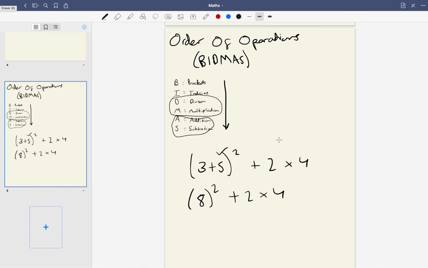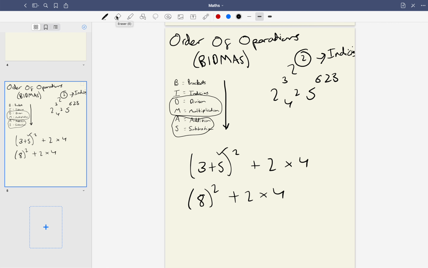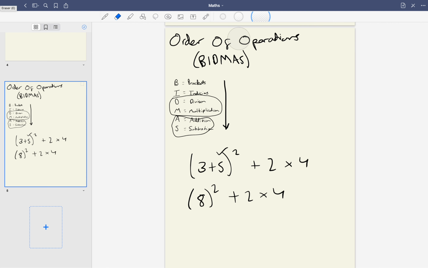Now, do we have indices? If you're confused as to what indices are, it's this little number here. So let's say I've got 2 squared. This little squared here is your indices. Very important that you know that. It doesn't matter what number's up there. If we've got 2 to the power of 3, 4 to the power of 2, 5 to the power of 623, they are all indices. It's very important that you know that so you can do BIDMAS well.